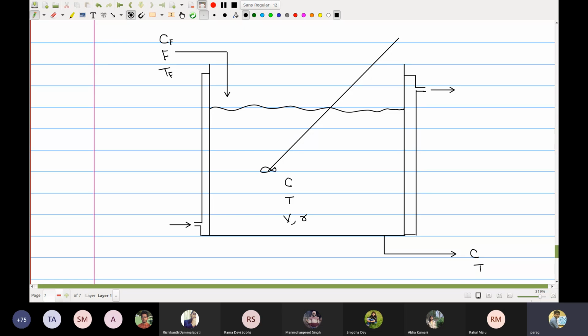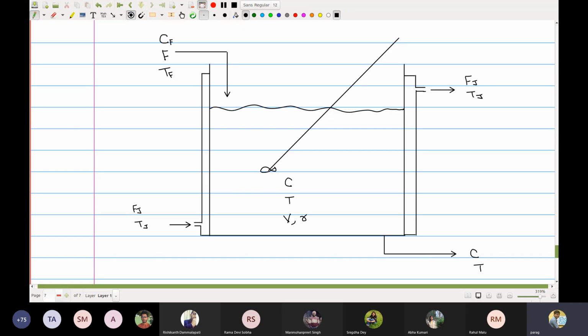Now we are using lumped parameter analysis, so we are not seeing any spatial variation. So therefore in the jacket, the fluid temperature would be Tj, the jacket temperature, which would be different from T at transient conditions. And then you would have the flow rate of the jacket fluid as Fj, and this would be maintained constant. So this would be Fj, this would be Tj.